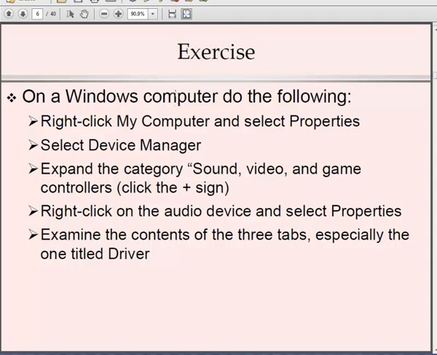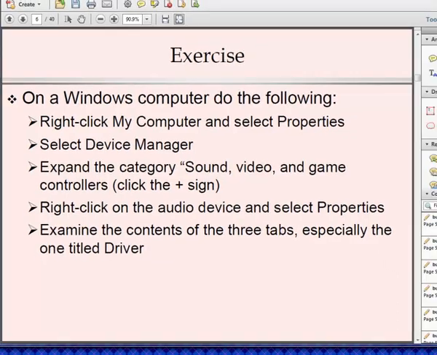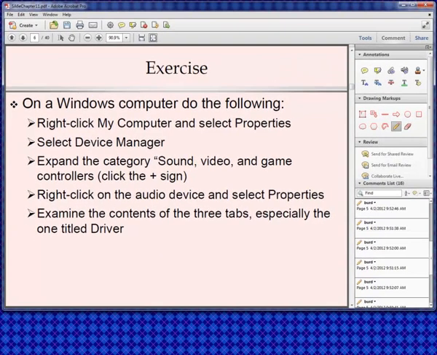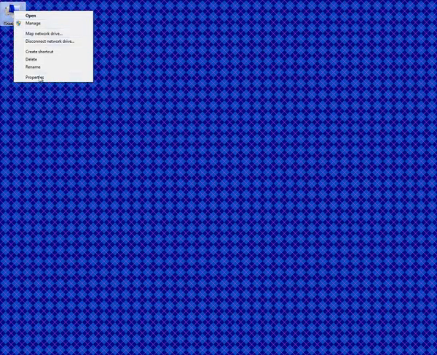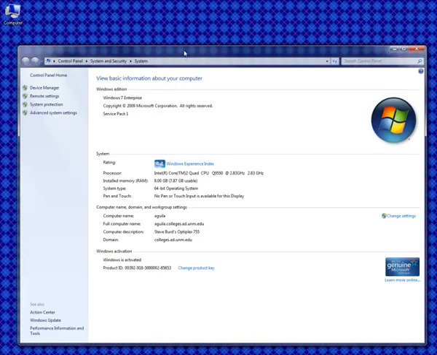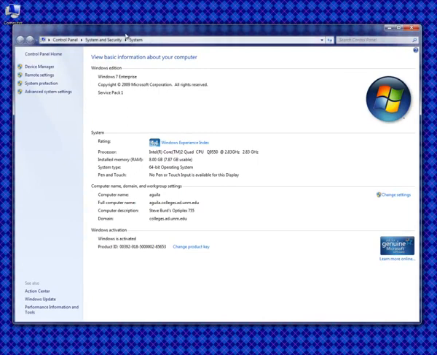drivers. If you're on a Windows computer, you can go to either the Start button and look at My Computer, or if you're like me and you've got it sitting on your desktop, here I'm going to copy it right there. Oops, I can't seem to get it out of there. Okay, so there's My Computer. I'm going to right-click on it and I'm going to choose Properties, and up pops this particular screen.